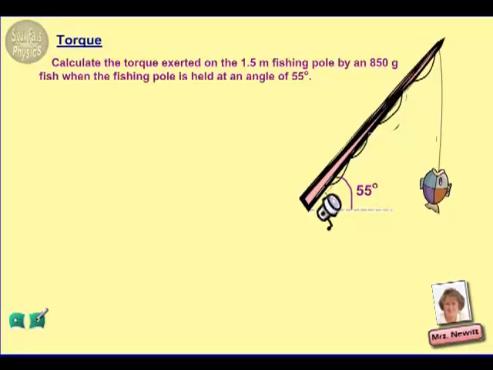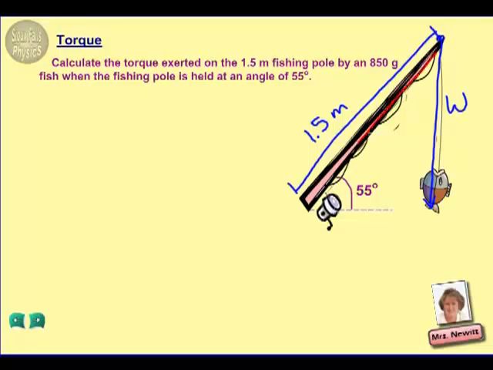So here, our fish is attached out here at the end, so our total distance from the handle to the end has been given as 1.5 meters. But if we look at the force exerted by the fish, we see that that weight would be in the downwards direction. That is not perpendicular to the actual fishing pole itself. So in order for us to figure out exactly what the torque is, we're going to need to take this weight and break it into components.